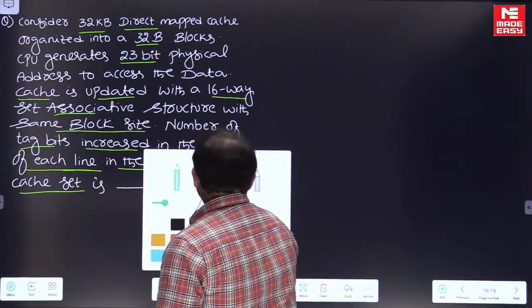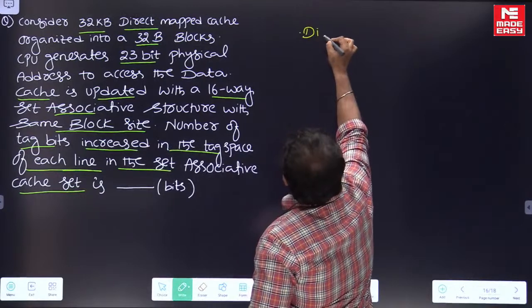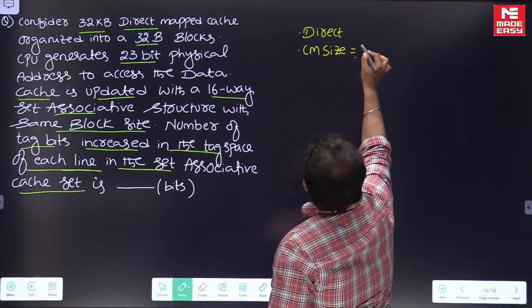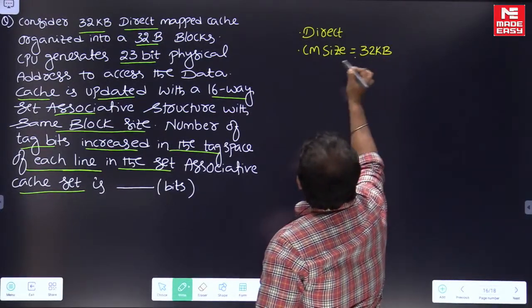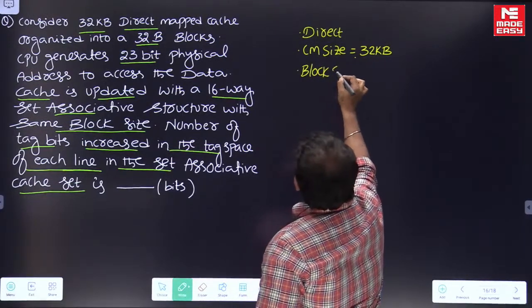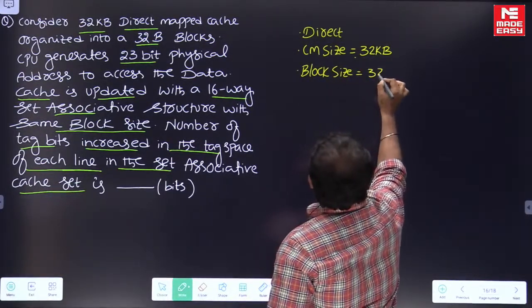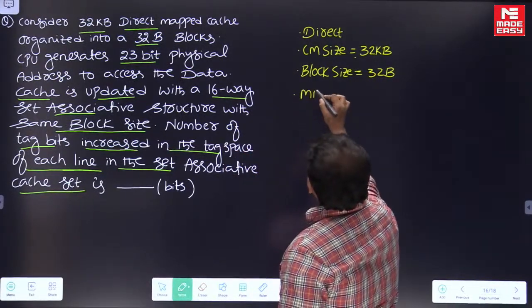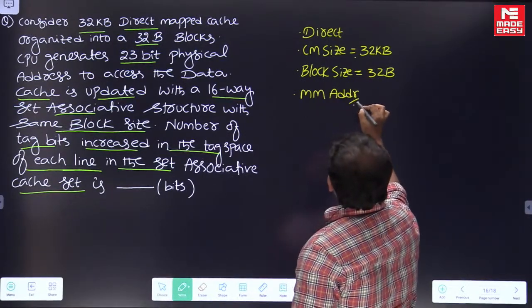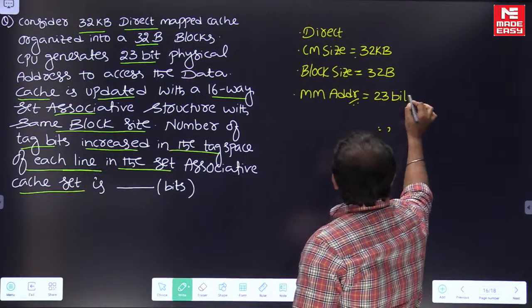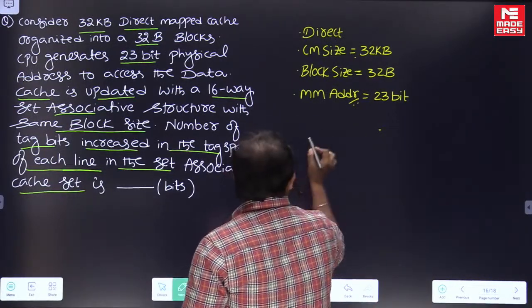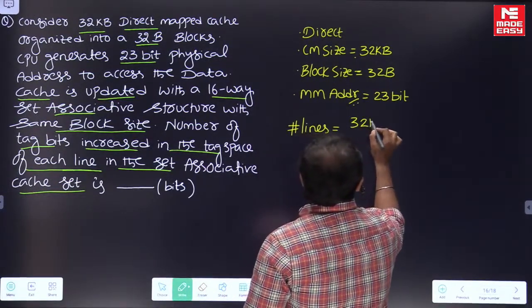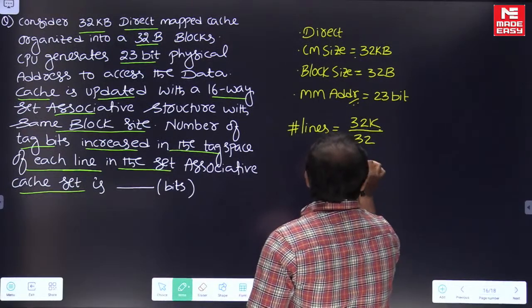Solve this. This is the direct cache. Cache memory size is 32 KB. Block size is given as 32 bytes. Main memory address size is given as 23 bits. Everything is given in the question. Now identify the number of lines: cache memory size by block size, 32K by 32, which is equal to 1K lines.